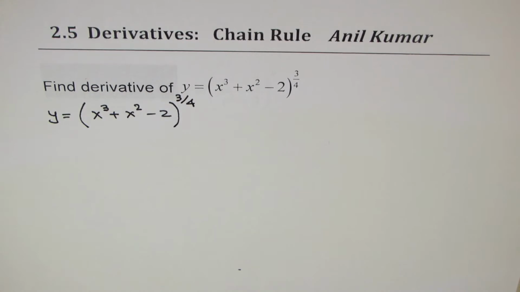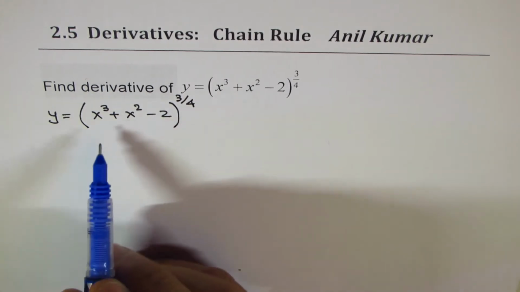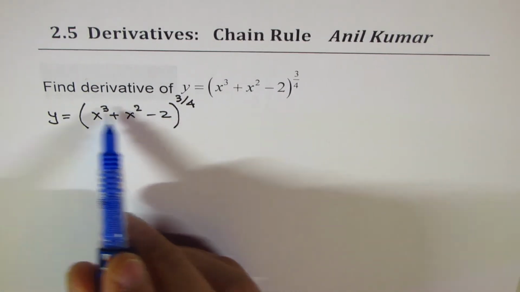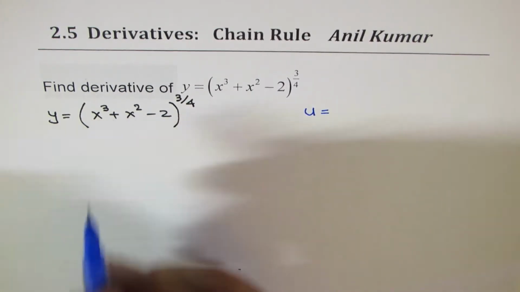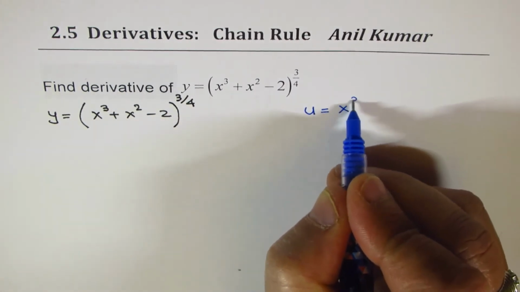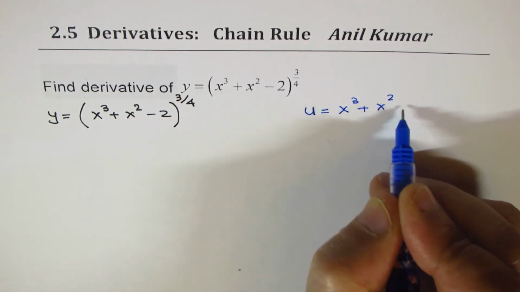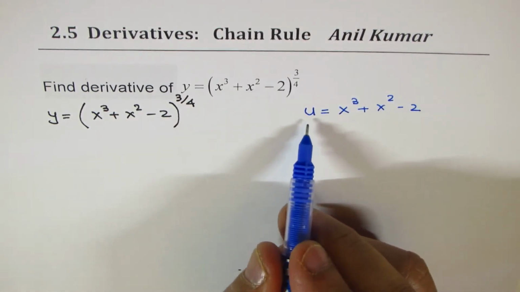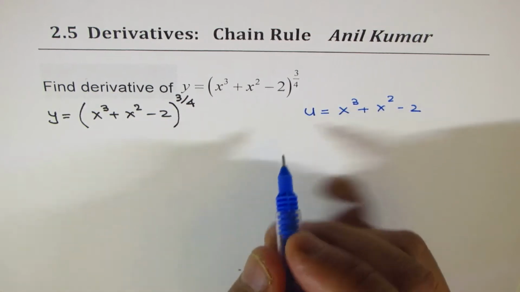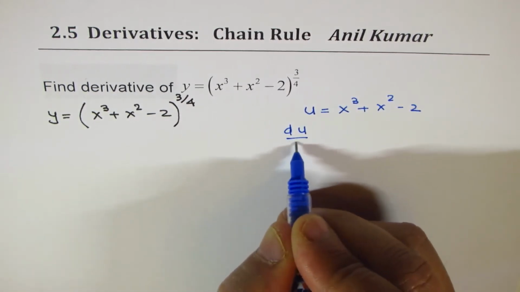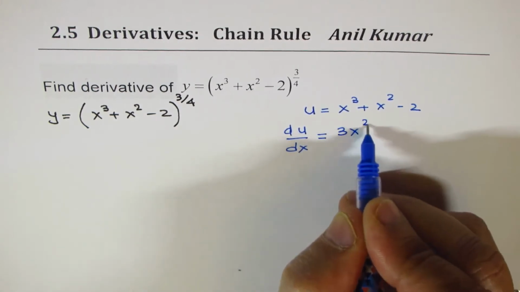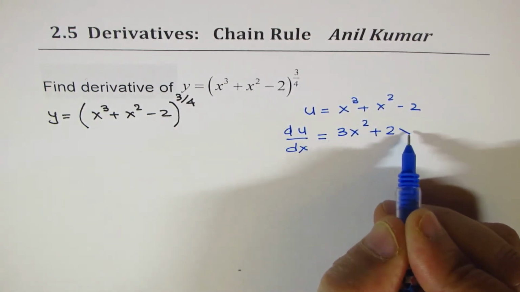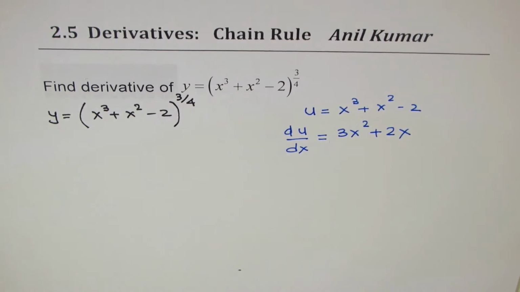Now let me once again explain the chain rule. We can say that the inside function here is u. Let's say u is a function of x, and it's written as x cubed plus x squared minus 2. So we can differentiate this with respect to x and write du dx as equal to 3x squared plus 2x. Perfect.